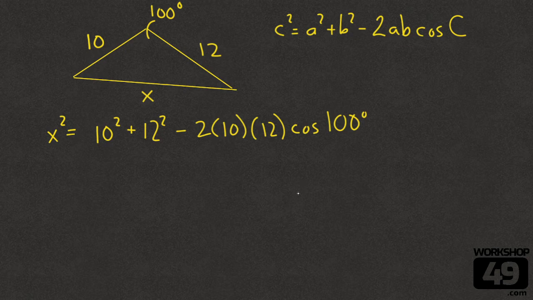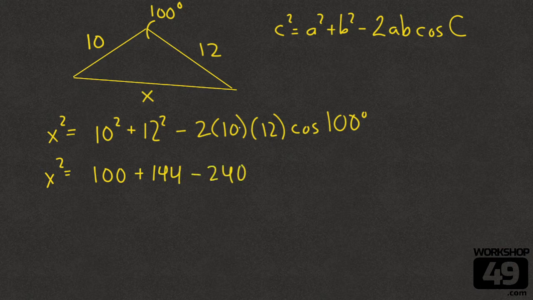I'm going to go ahead and clean this up just a little bit to show my steps. So we have x squared equals 100, that's the 10 squared, plus 144, that's the 12 squared, minus 240, multiply those together, cos of 100 degrees. Be mindful, I've seen the error made where people will do 100 plus 144 and subtract the 240 and then hit enter. It gives you weird answers. Remember that this 240 is multiplied by the cos 100. So you can go ahead and put this into your calculator as is, just like that.